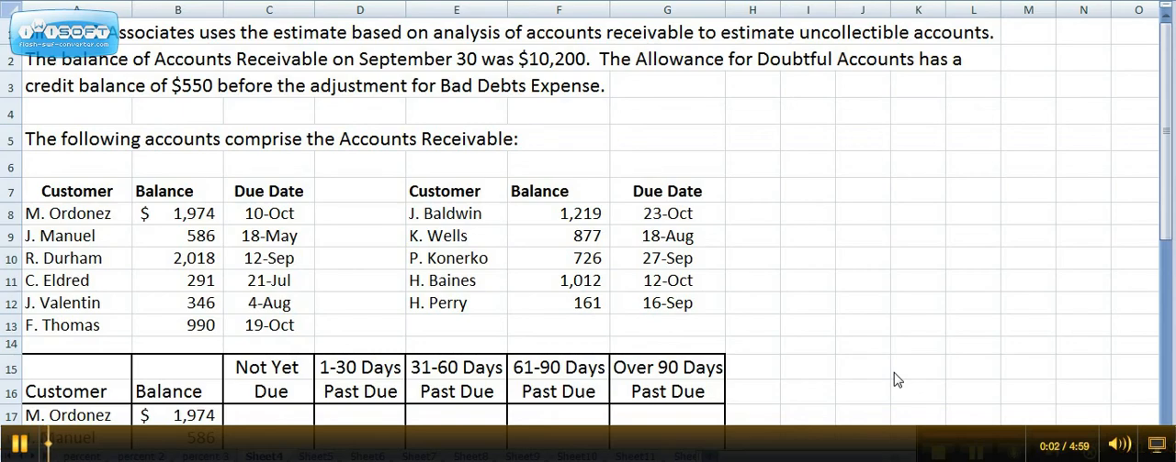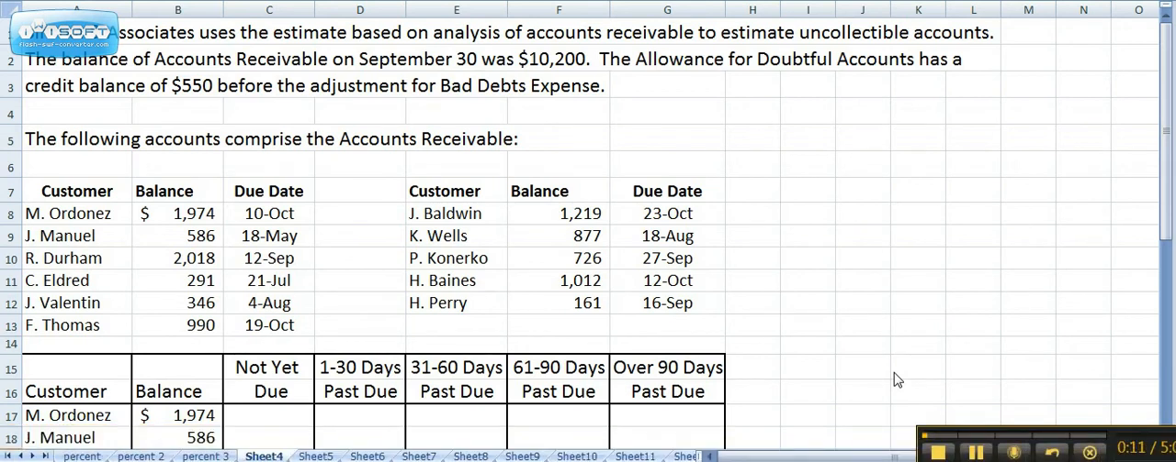So now I'm going to demonstrate how the estimate based on the analysis of accounts receivable method works. And this again would be of our company that's using the allowance method to record their uncollectible accounts. And so at the end of the accounting period, they need to make an adjusting entry to record their bad debts expense for the accounting period.